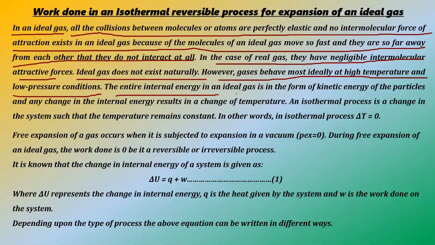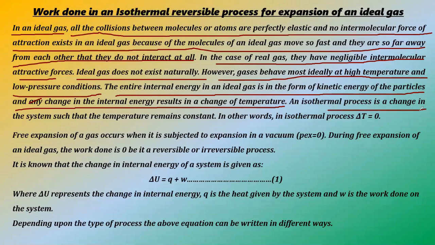The entire internal energy in an ideal gas is in the form of kinetic energy of the particles, and any change in internal energy results in a change in temperature. So, if the internal energy of a particle changes, then it will change the temperature of the system. An isothermal process is a change in the system such that the temperature remains constant. In other words, delta T for an isothermal process is 0. Now, this is something we know very well.